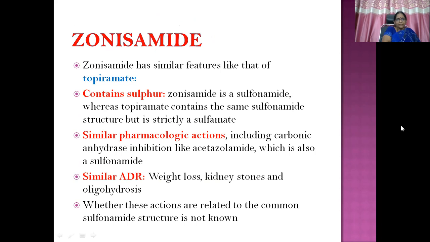Then coming to zonisamide, it has similar features to topiramate, so you can write the entire thing the same, apart from the characteristic features that I'm mentioning here in this slide. It contains sulfur. Zonisamide is a sulfonamide, whereas topiramate contains the same sulfonamide structure, but it's strictly a sulfamate. Similar pharmacological actions, including carbonic anhydrase inhibition, like acetazolamide, which is also a sulfonamide. Then ADRs are the same: weight loss, oligohidrosis, renal stones, that is urolithiasis, etc. Whether these actions are related to the common sulfonamide structure is not known.